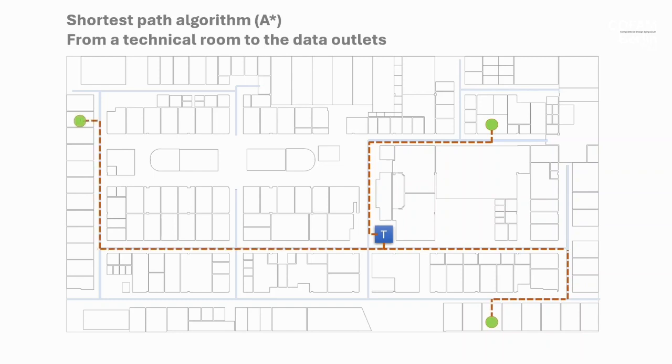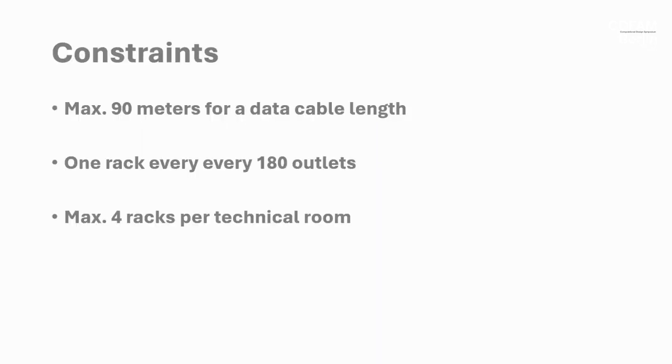And then we need to find the shortest path from the technical room to any other room or to any data outlet in the building. Could be for computers, cameras, any device that needs to be connected to the internet. What are the constraints about these data cables? The maximum length of a data cable should be 90 meters, not more than that. Otherwise, the installation cannot be certified. There are 180 cables connected to a rack, and then a maximum of 4 racks per technical room, right?